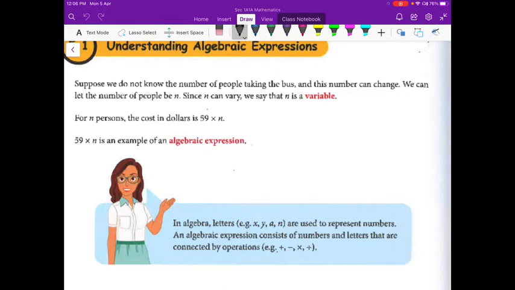Tomorrow, the number of people coming to my maths class, is it a constant or variable? Why is it a variable? No, the people coming to my class. Maybe somebody falls sick, right? Maybe some people went for competition. So that is a variable.